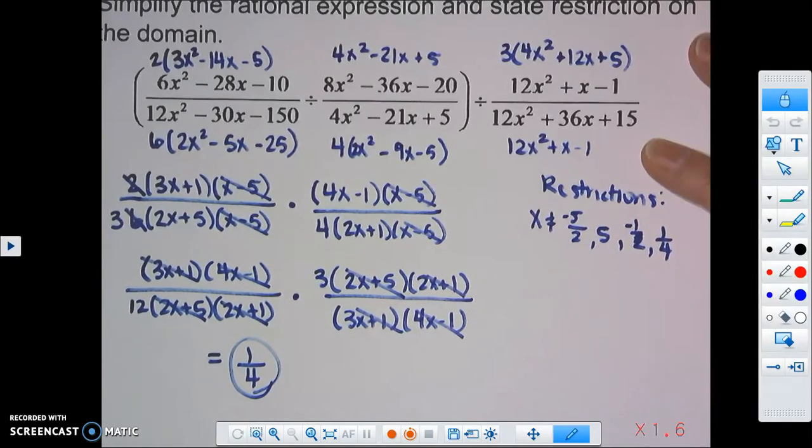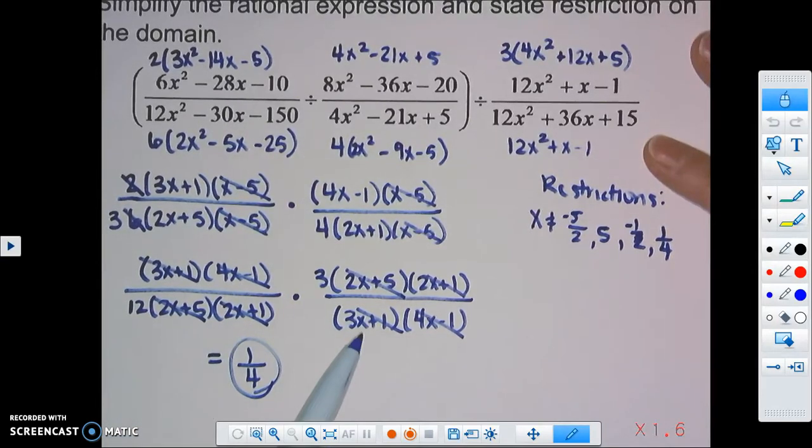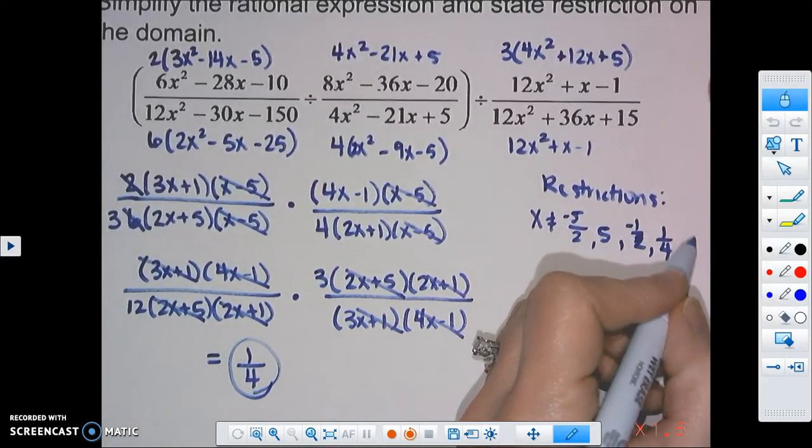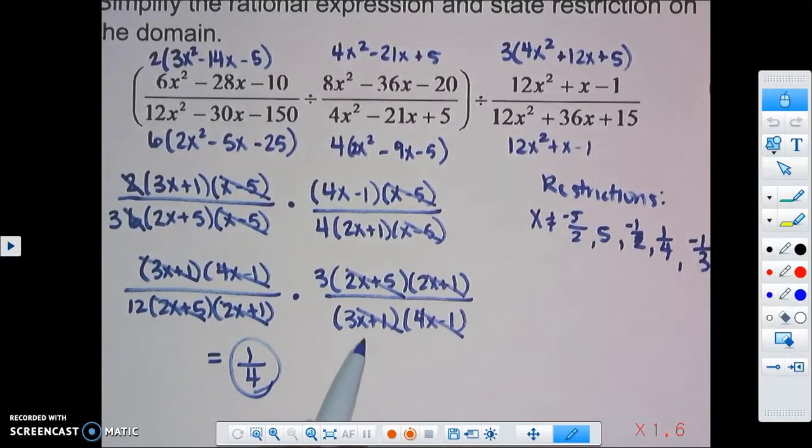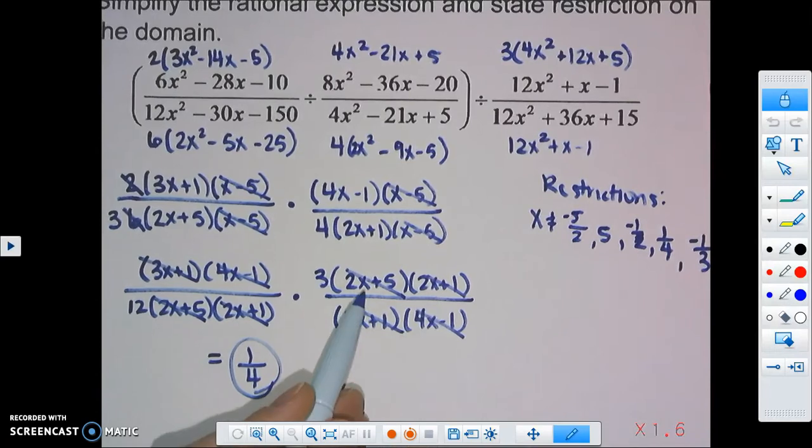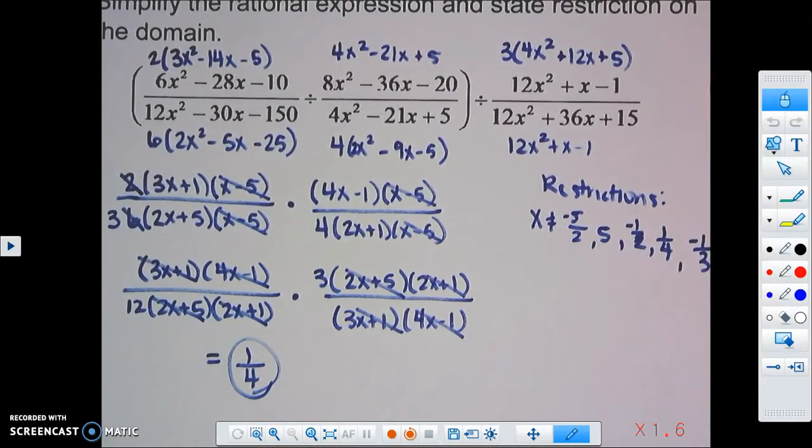Now we need to double check for restrictions. So again, we had a division question, so we need bottom, bottom, top for this. So we have -2/5, -1/2. We need to add -1/3 to our restrictions over here. We already had 1/4, -1/2 again, -5/2, and that doesn't have a restriction. So those would be the end of your restrictions.